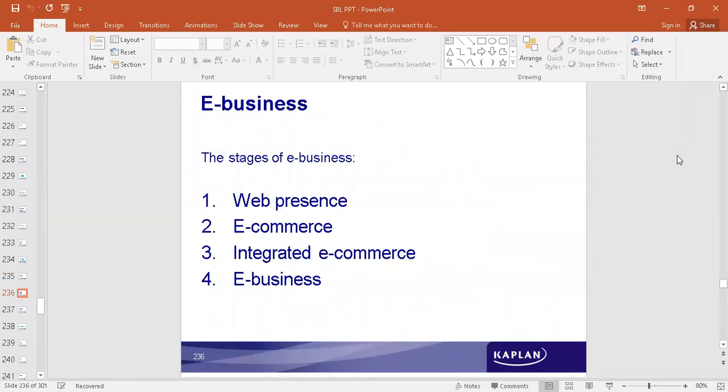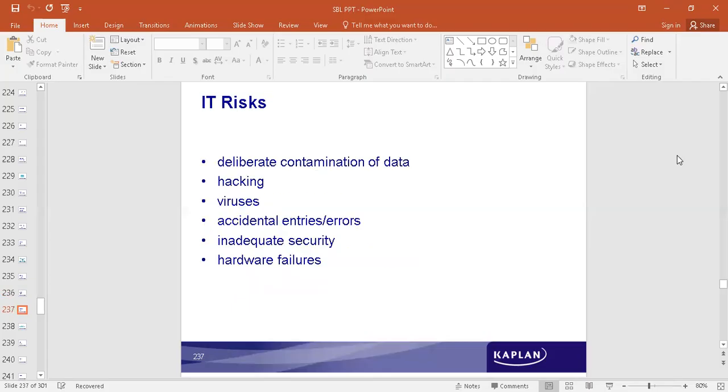Then, what are the stages of e-business? The business could be present on the web. Okay, so on the internet, their presence is there. That is one aspect. Trading on the web, trading on the electronic platform is e-commerce. Integrated e-commerce, then have the business carried on the electronic platform, e-business.